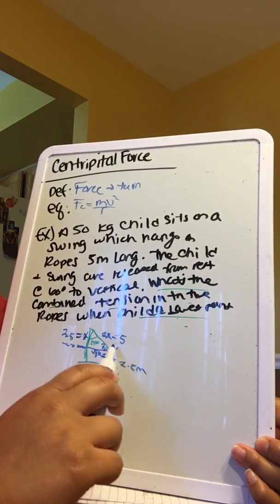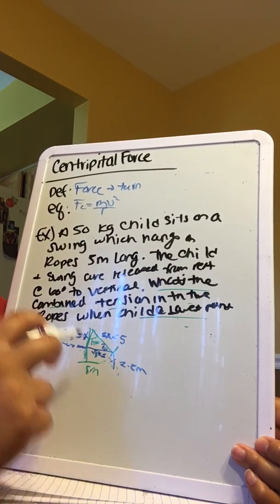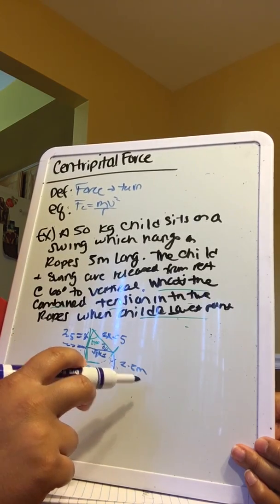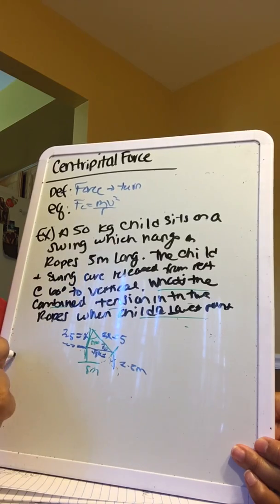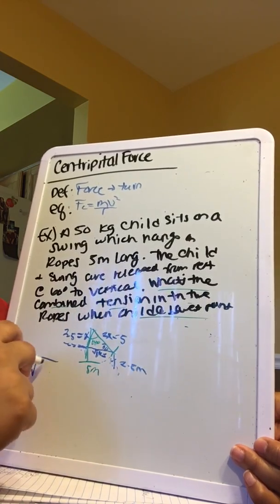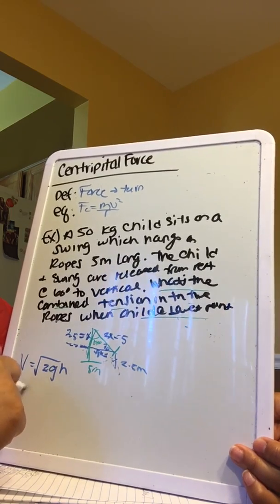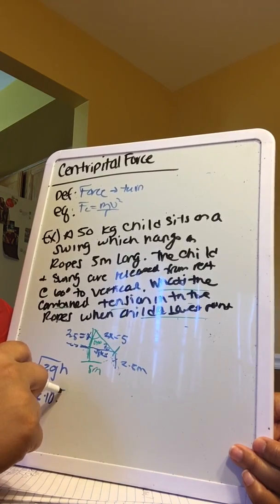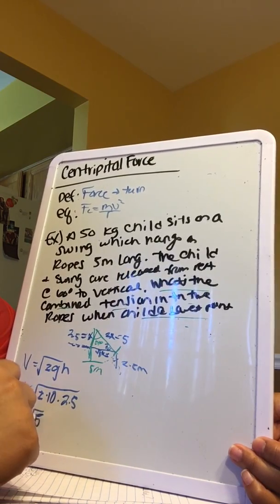So that's our height. So the next thing that we want to do is put all of our values into a kinematic equation to find our velocity, which wasn't given in our problem. So the equation that we're going to use is v equals the square root of 2gh to find our velocity. So we know our acceleration of gravity, and then we also now know our height. So v equals the square root of 50.